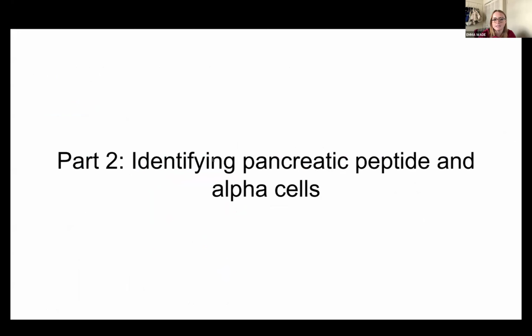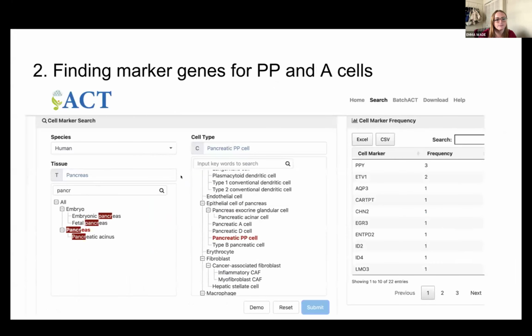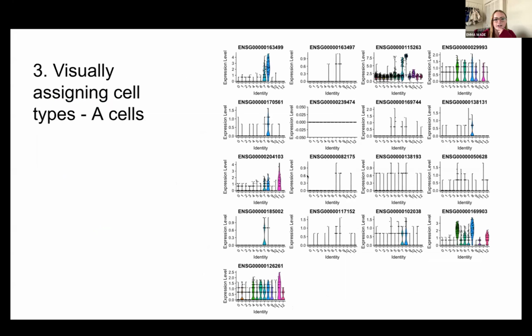For part 2, I did a slightly different approach, but I still used the default parameters, which gave me 12 clusters again. Instead of using their search tool, I pulled the cell markers from ACT for the PP cells and the A cells, and then created violin plots for both of them. So these are the marker genes for the A cells.